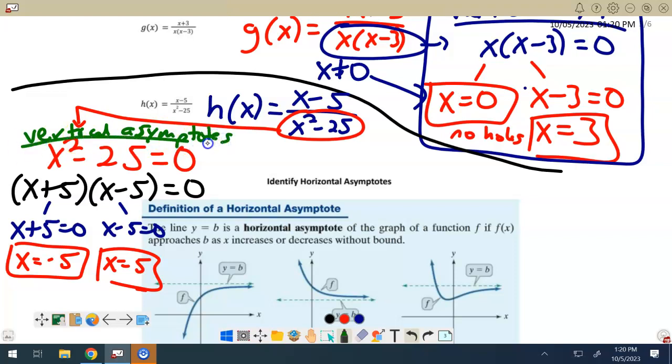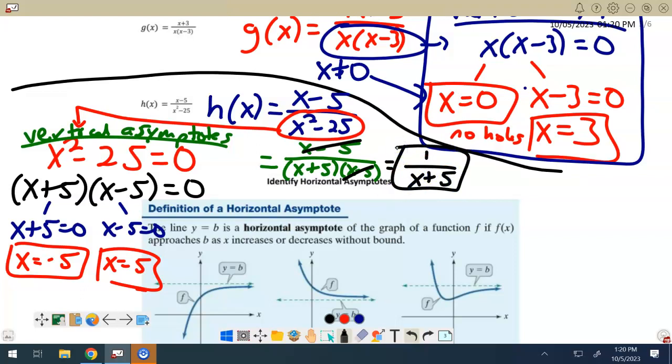Now it's possible that one of these could become a hole instead of a vertical asymptote, and that will happen if the fraction can be reduced, which this one can, right? So if I go back to the original function, and I replace the denominator with its factored form, it factors as x plus 5, x minus 5, just like we saw over here. We notice that we actually have an x minus 5 in the numerator as well. So this x minus 5 cancels out with this one, and we end up with 1 over x plus 5. So that's what it reduces to.